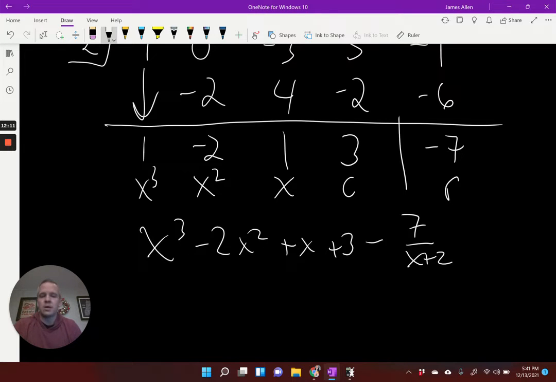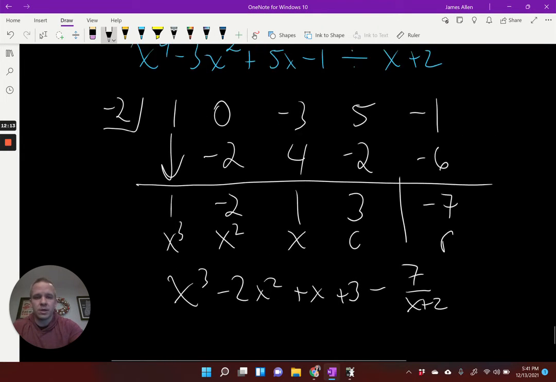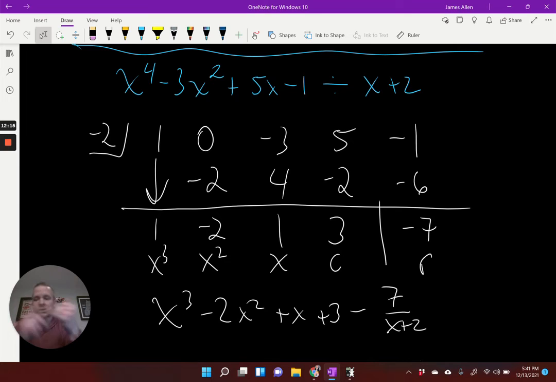Cool. All right. So things that we could ask you on a multiple choice exam. What's the remainder? Which is negative 7. We could say, is x plus 2 a factor of x to the fourth minus 3x squared plus 5x minus 1? It is not a factor. Why is that? Because it had a remainder. If the remainder was 0, x plus 2 is a factor. In this case, it's not.